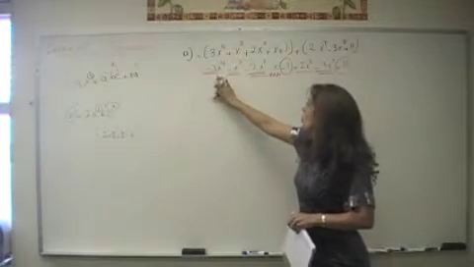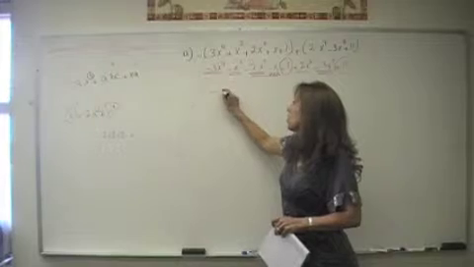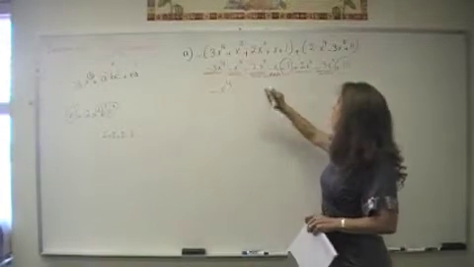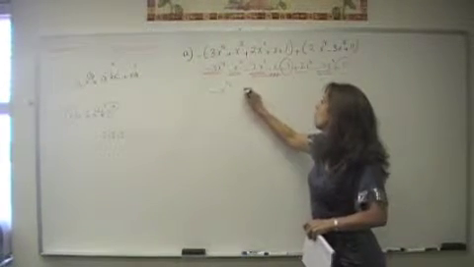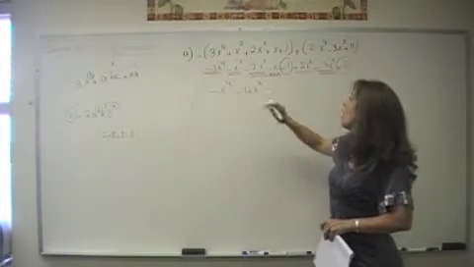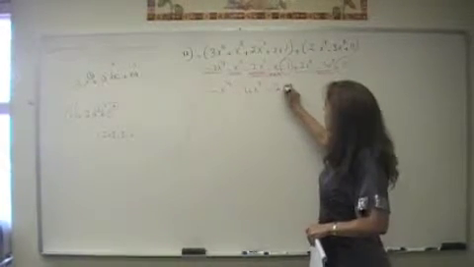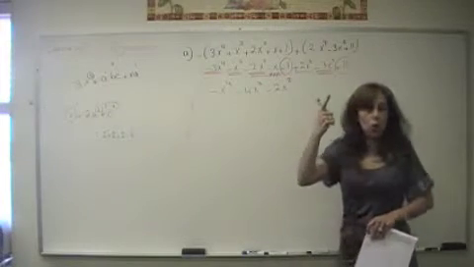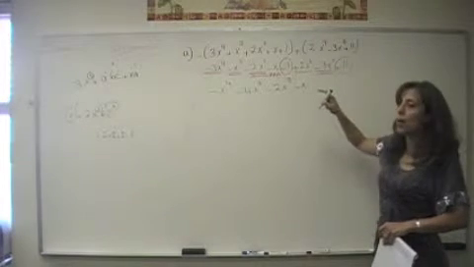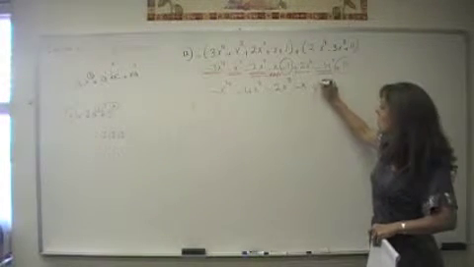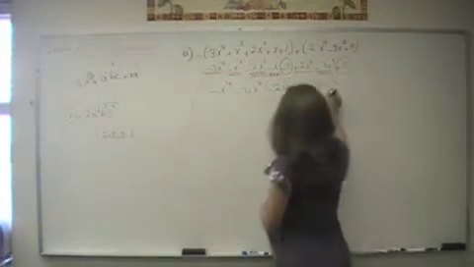Negative 3x to the 4th plus 2x to the 4th is negative x to the 4th. Negative x cubed, negative 3x cubed is negative 4x cubed. With the squared, I have just one term, so I can bring it down, negative 2x squared. Negative x, only one of them, so I also put it down, negative x. Then I have negative 1 plus 11 is positive 10. And that would be my answer.